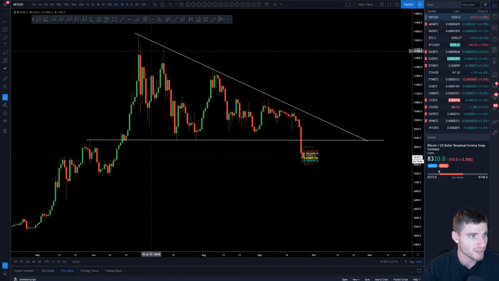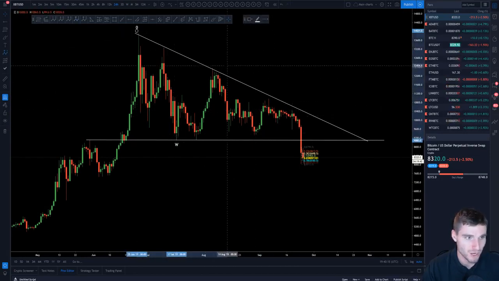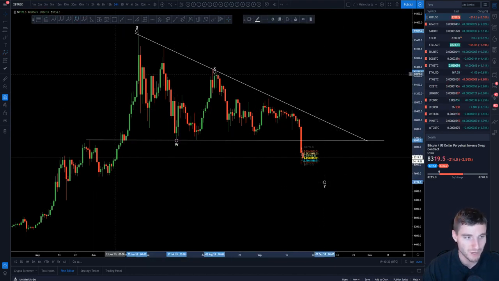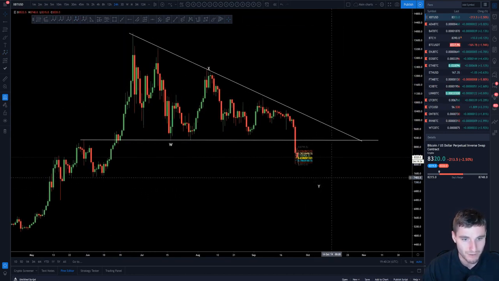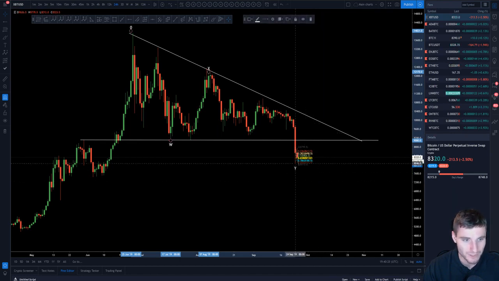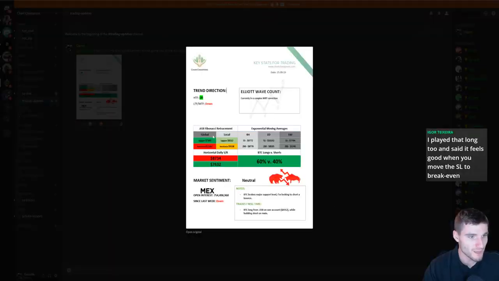So just to quickly show you that, what I believe we're in is a WXY, either a triangle or just an elongated flat down for the Y. My favorite count is that we move down again here, but the invalidation of this count would be moving back up, and we could then adjust this, but for the time being I'm expecting lower prices. Then I've got the Fibonacci levels, the 4 hour, 1 day, 1 week exponential moving averages, the daily horizontal and supports that I'm looking at.